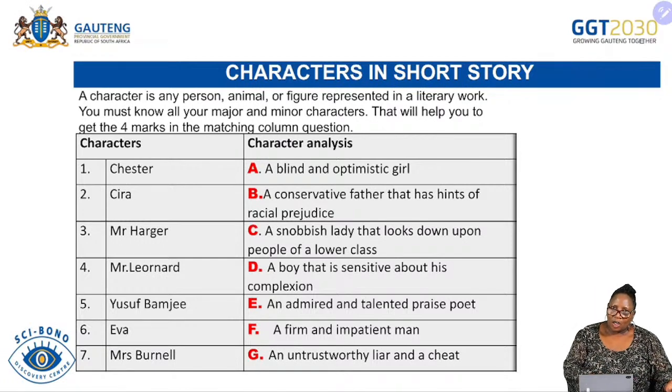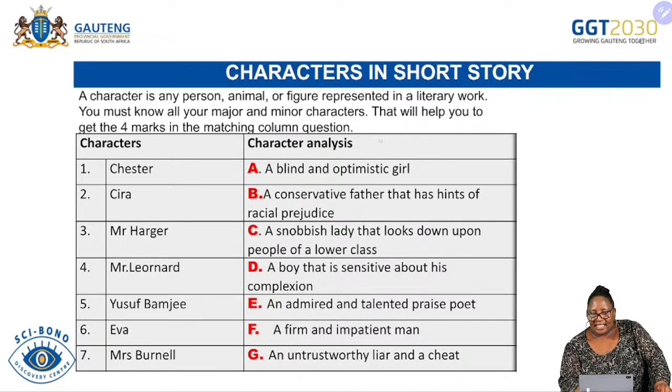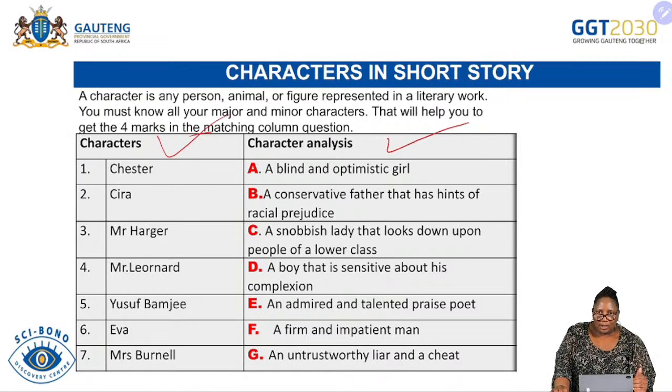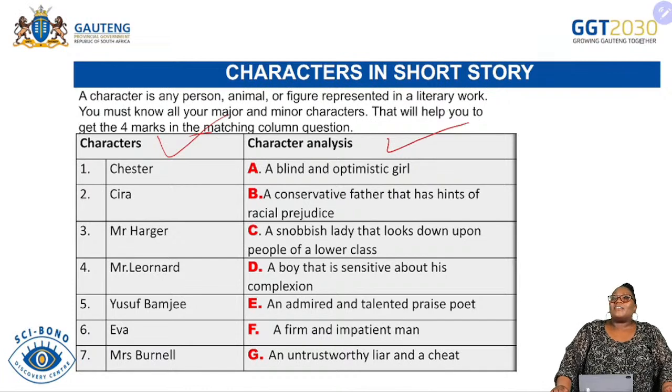Characters are listed in column A, and character analysis is listed in column B. What I need you to do is match the columns. So I'm going to pause and let's see if you can work out the answers. We have Chester there, Vera, Mr. Hager, Mr. Leonard, Yusuf Bamji, Eva, and Mrs. Bennell. And then we have the explanations there.